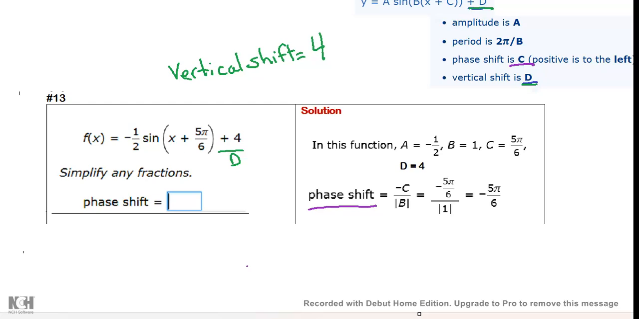All right, on this last example, I went ahead and put on there, which your notes don't have, the vertical shift from the equation is going to be 4 because that's what D is, but it's a little bit more difficult to find the phase shift. Again, we're going to use this formula for the phase shift. So it's going to be the opposite of what C is. And this is C right here, which is 5 pi over 6.